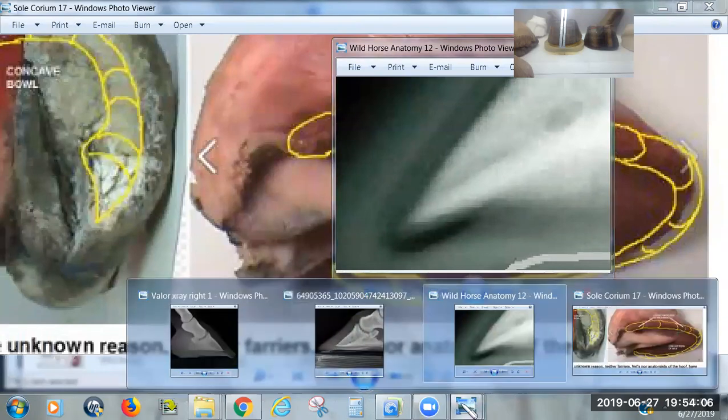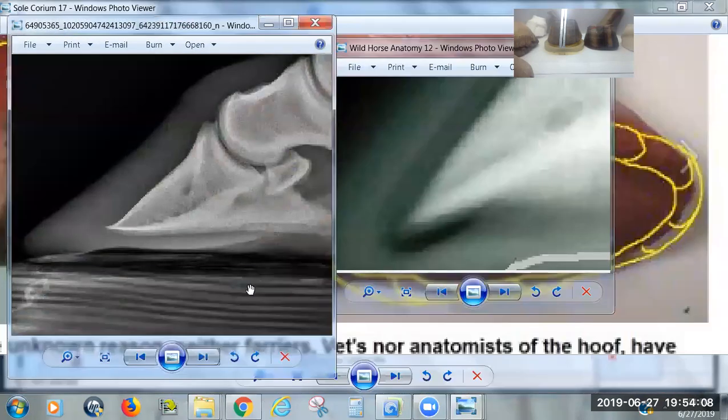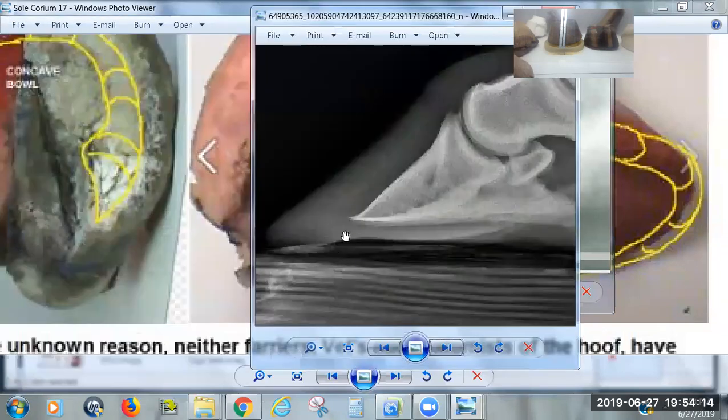Let's see here. Now let's look at this. What's going on here? Here again, here's the lamina, the sole corium, and the wall is out here. Remember, I say the wall is a retaining wall for the sole, see? Let me get just a minute. Okay, annotate.